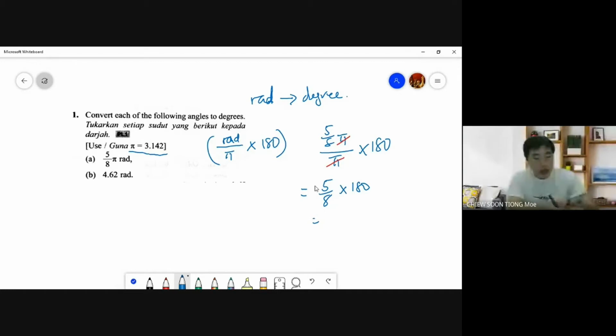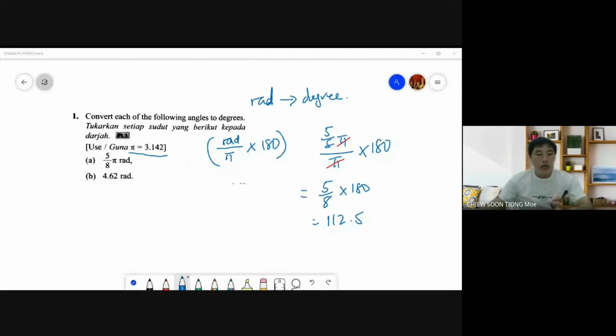So the answer will be 112.5. Okay, this one is a very simple one, so I just show the example. Okay, so we're going for B. You will do it yourself. A I did already. So understand, right? Okay, this is easy.